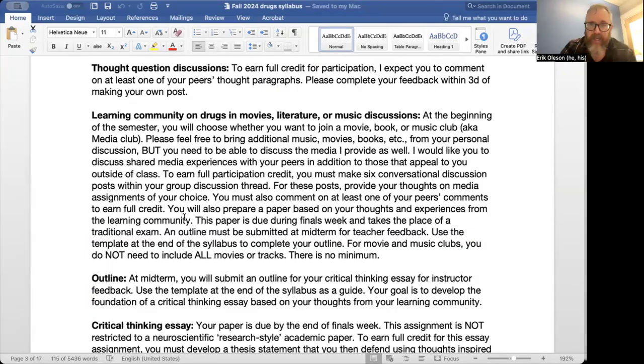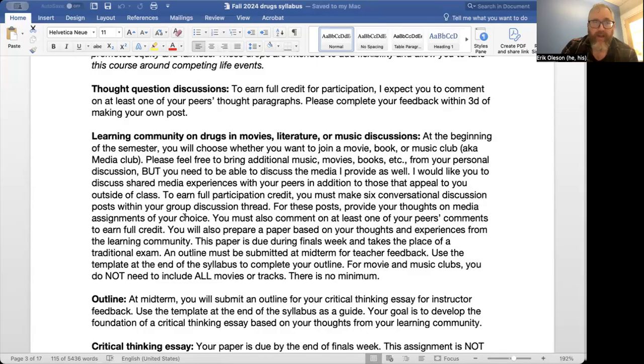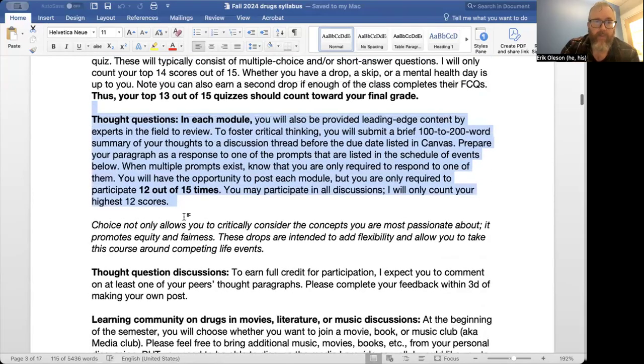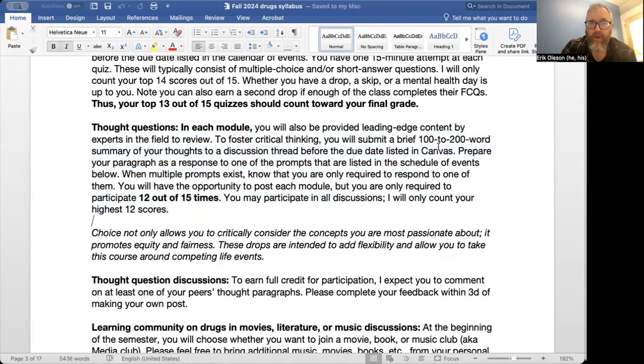So what's going on with these thought paragraphs? To earn full credit, I expect you to write a 100 to 200 word summary of your thoughts in response to the assigned material that I provide. In this class, I also provide prompts, sort of jumping off points that can lead your thought. I usually list more than 1 prompt to give you choice. When more than 1 prompt is listed, you do not need to respond to every prompt. Just pick one, whatever is most interesting to you.